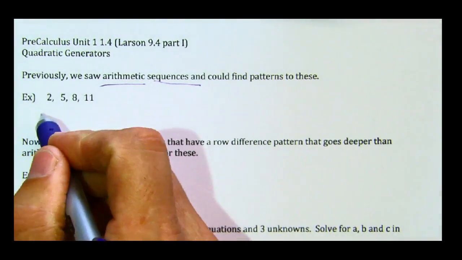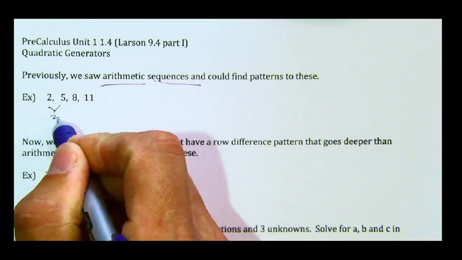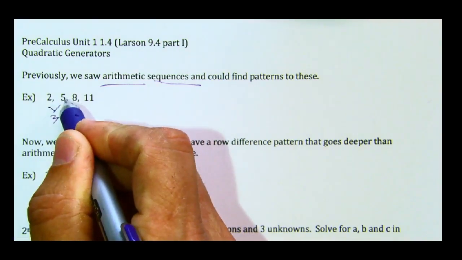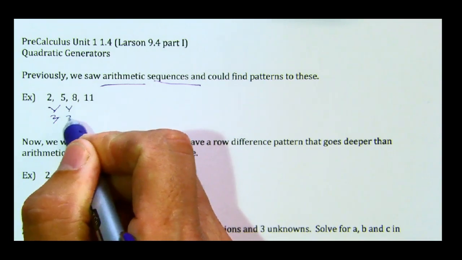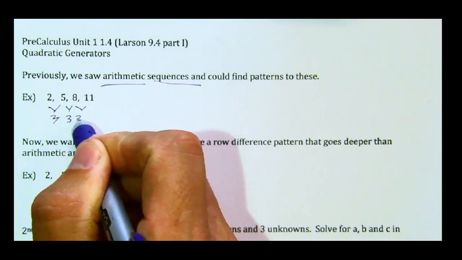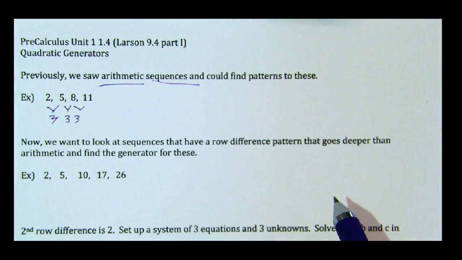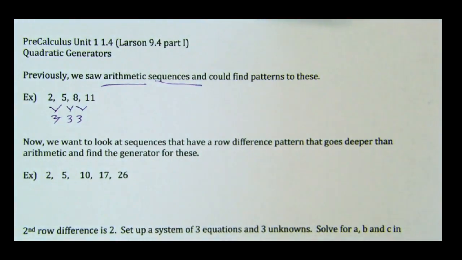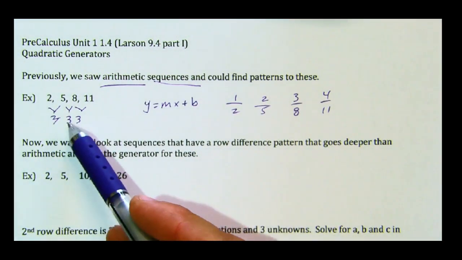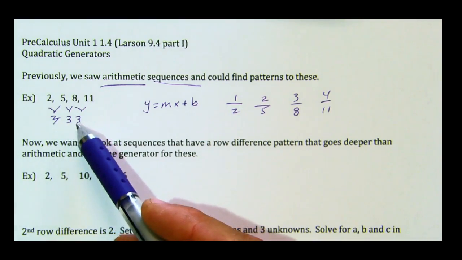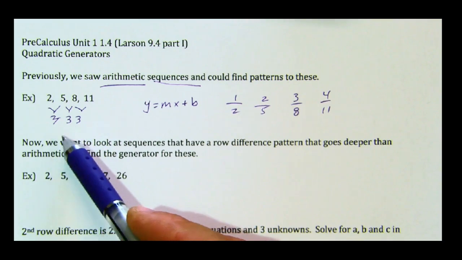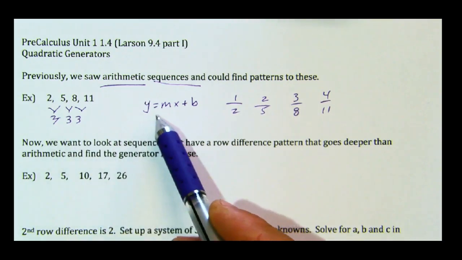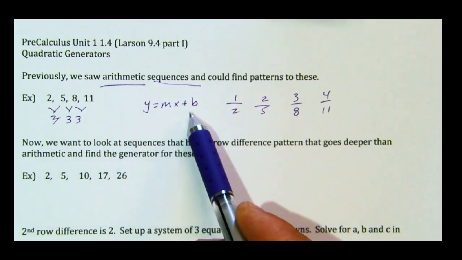And so when we're looking at these things, I have the difference between 2 and 5 is a 3, and the difference between 5 and 8 is a 3. And so my common difference all the way through is 3. And if you notice, if I have a common difference that's always the same, that's going to be a linear generated sequence.